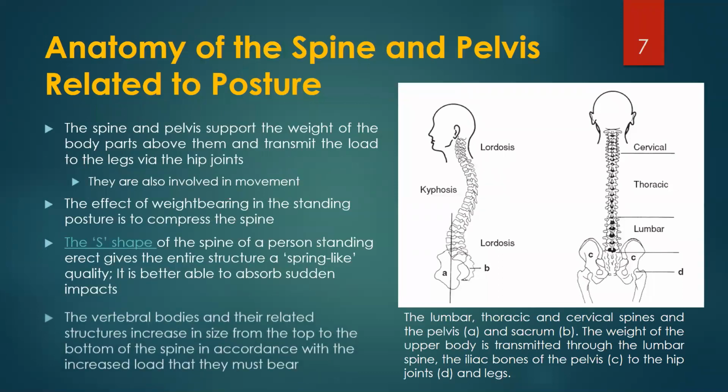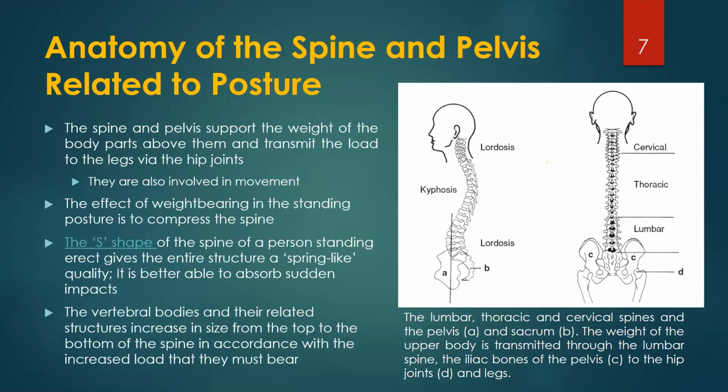So we have already discussed in detail that your backbone consists of different curves. It has the cervical curve, then thoracic and lumbar, and finally sacrum and coccyx. These two parts, spine and pelvis, support the weight of the body parts above them and transmit the load to the legs via the hip joints, and they are also involved in movement. So the spine and pelvis again.